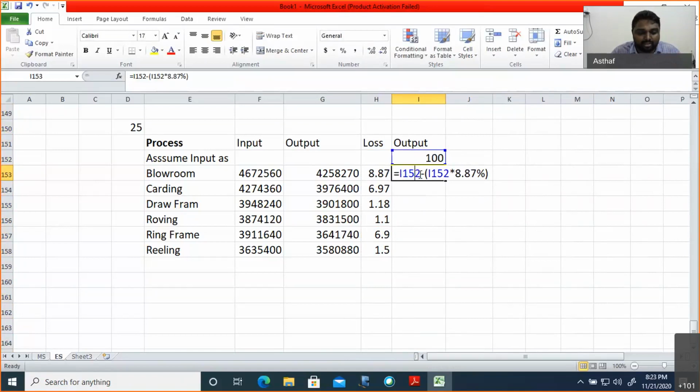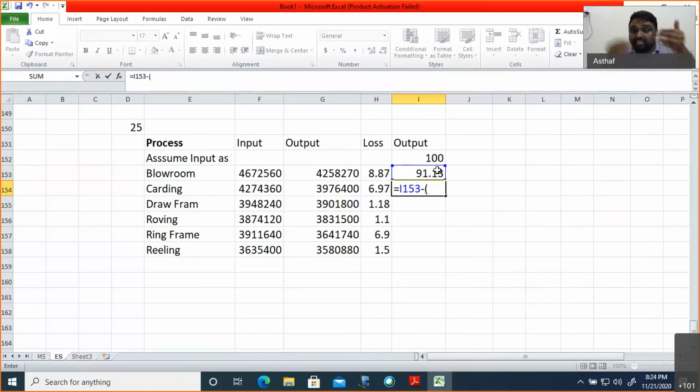I will repeat once again. 100 we assume. 100 is a number, it's an output. We assume it as 100. From this assumption only we can start the working. So we assumed 100. For the first process, if you have a loss of 8.87, the output will be 91.1. Now 91.13 we got as the output in the first level.